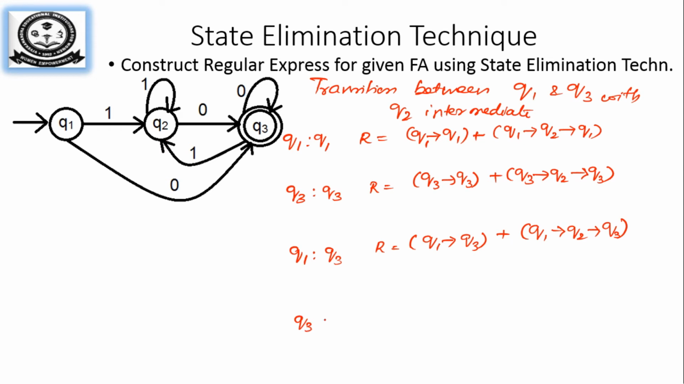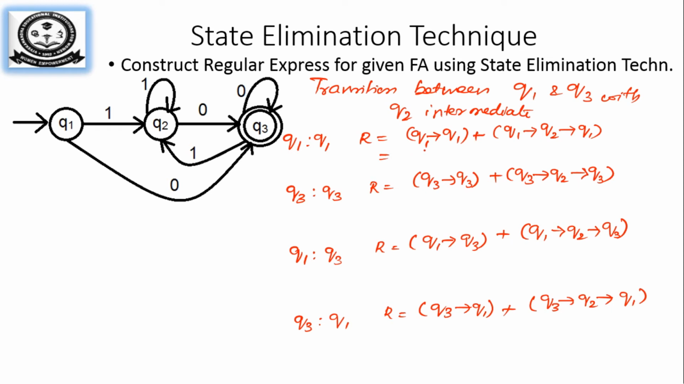Similarly, you may have a back edge from the final state to the initial state, so we have to find that too. So you will have Q3 to Q1 plus you may reach through Q2 also: Q3 to Q2, Q2 to Q1. Now let us find what are the transitions we have for this equation.